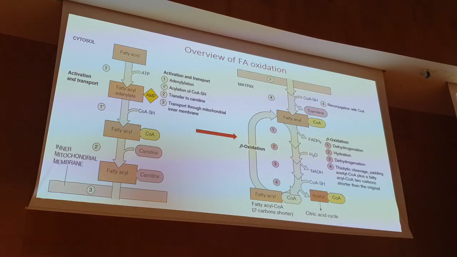And inside that beta oxidation, the 4 reactions, the first reaction is a dehydrogenation reaction. That's just a fancy way of saying you will remove hydrogen and electrons from the fatty acid chain. The next one is a hydration reaction. The next one is another dehydrogenation reaction. And then the last one is a cutting reaction, or a thiolytic cleavage reaction.